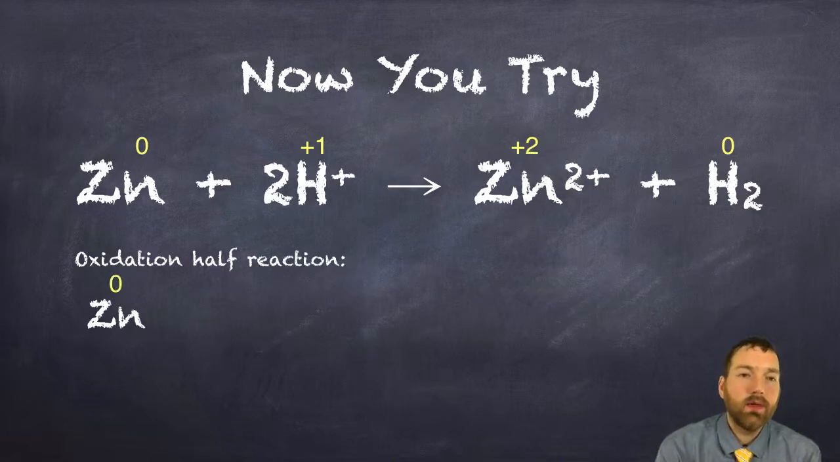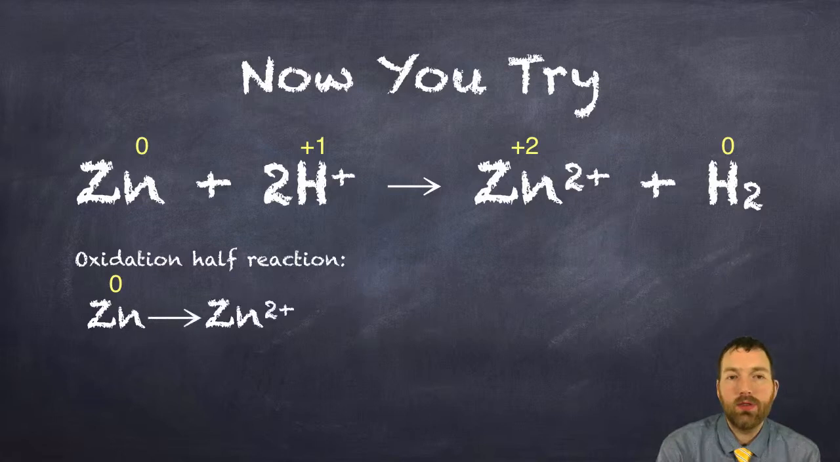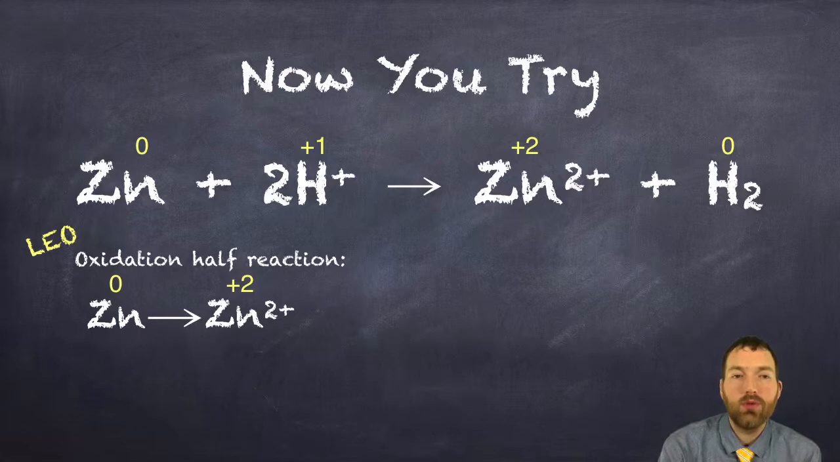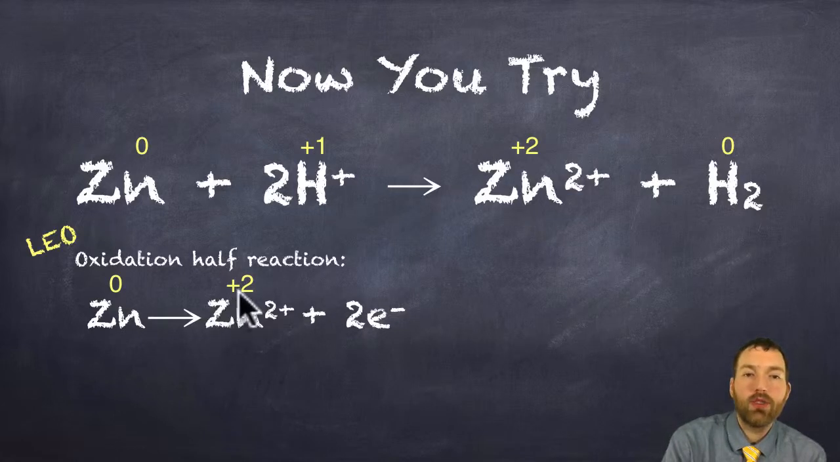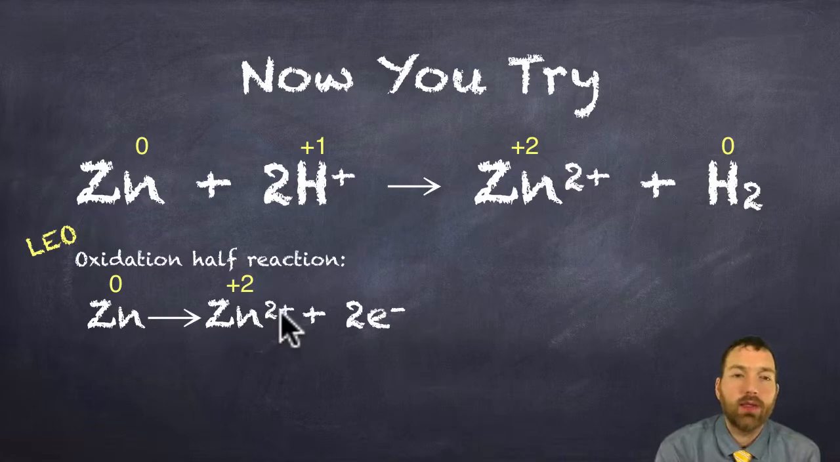So I'm going to write zinc with its 0 turns into zinc with its +2 oxidation state, and then I ask myself, how did it do that? It did that by losing electrons. If I lose 2 negative charges, I would show that as a product on the right, and I get a +2 oxidation state, or a +2 charge, in my final product here.